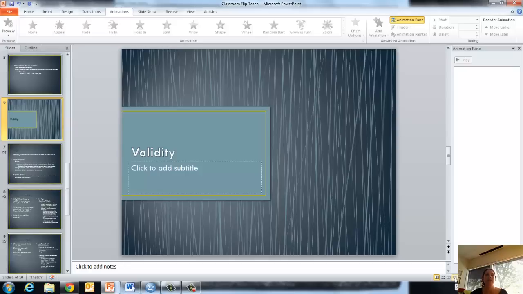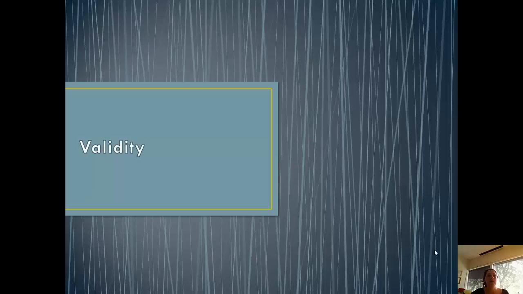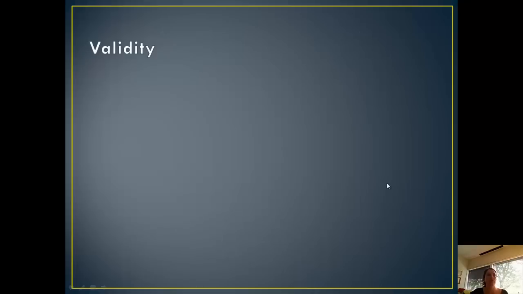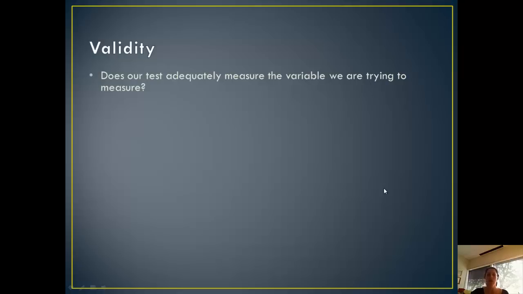Hey class, it's time to look at how we're going to do our validity analyses for our class project. So just a couple quick words on validity to think about as you continue this process. Remember that validity asks the question, or tries to answer the question, does our test adequately measure the variable we're trying to measure? Does it get at what we're trying to get at?